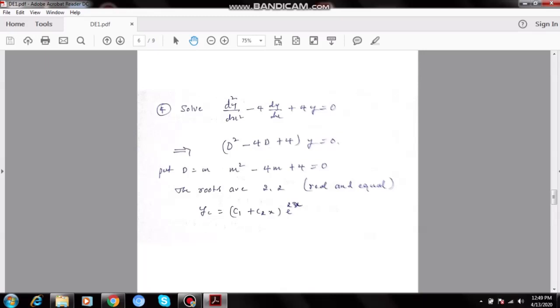I'll take up another example. d square y by dx square minus 4 dy by dx plus 4y is equals to 0. This d square means it will be capital D square, this will be 4D plus 4, into y. Then put D is equals to m, so that it will be m square minus 4m plus 4 is equals to 0. The roots are 2 comma 2. When you solve this equation by using the calculator, you will get only one root, which means the root is repeated twice, because it's a quadratic equation and the same root is repeated twice. Therefore the complementary function is (c1 plus c2x) into e to the power of 2x.